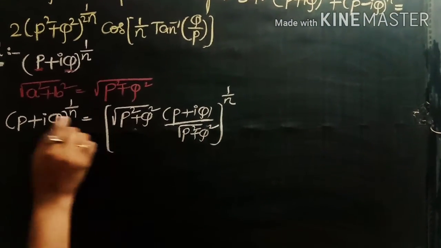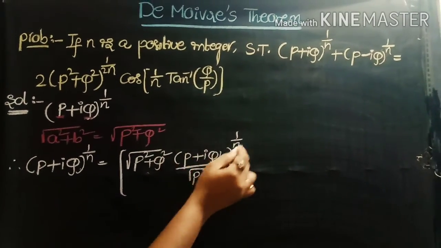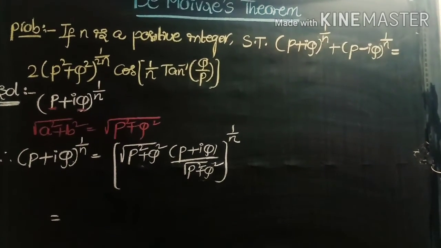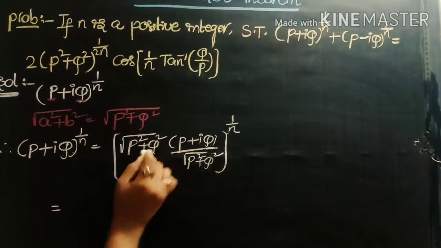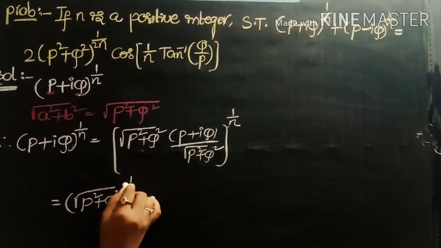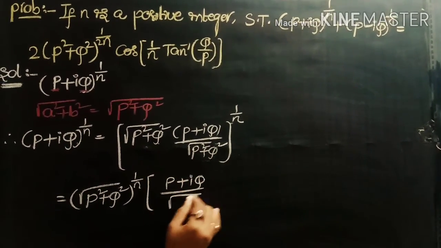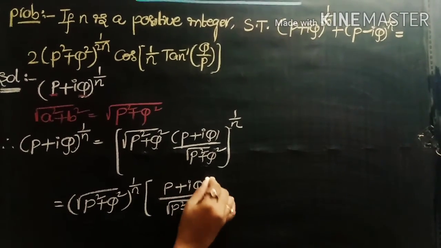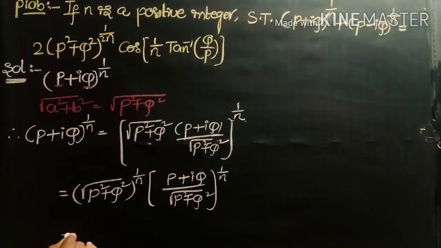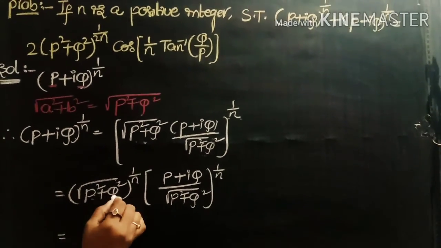√(p² + q²) into (p + iq)/√(p² + q²). Here we cancel these two terms, then we get (p + iq)^(1/n). That's all. And this is equal to, now separating the power to both of the terms, [√(p² + q²)]^(1/n) × [(p + iq)/√(p² + q²)]^(1/n). Now [√(p² + q²)] is nothing but (p² + q²)^(1/2).